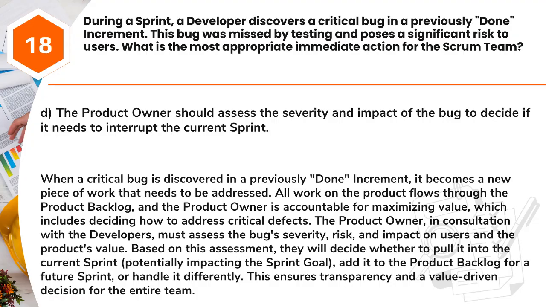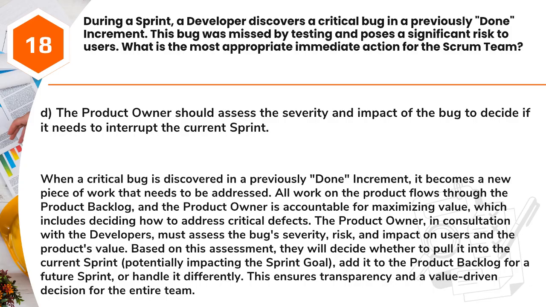Answer: D. The product owner should assess the severity and impact of the bug to decide if it needs to interrupt the current sprint. When a critical bug is discovered in a previously done increment, it becomes a new piece of work that needs to be addressed. All work on the product flows through the product backlog, and the product owner is accountable for maximizing value, which includes deciding how to address critical defects.